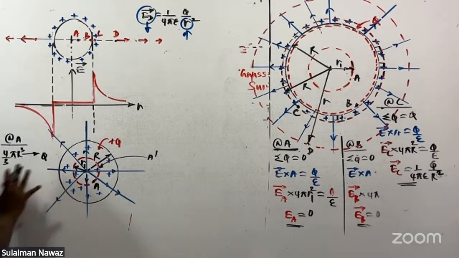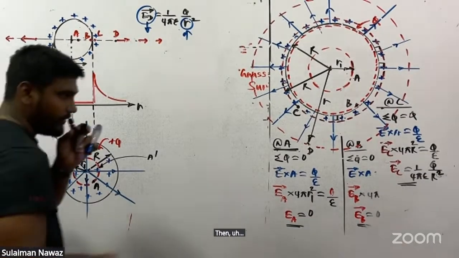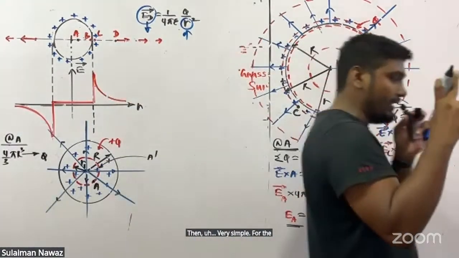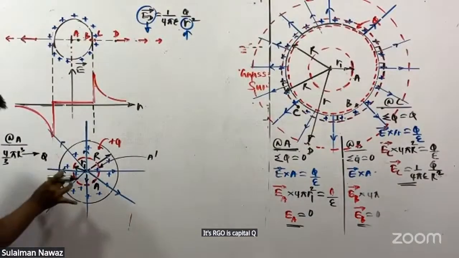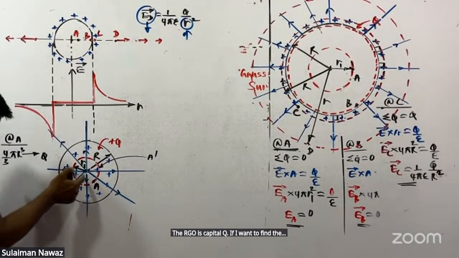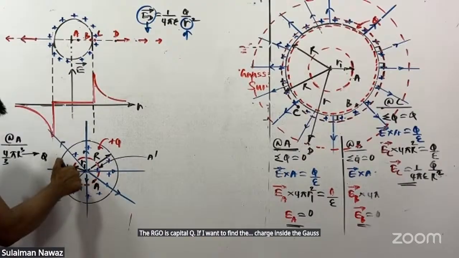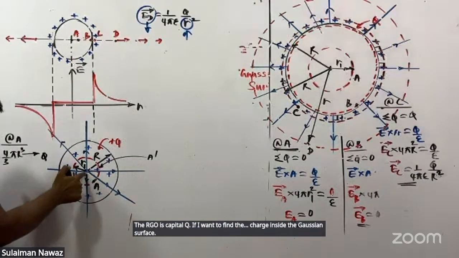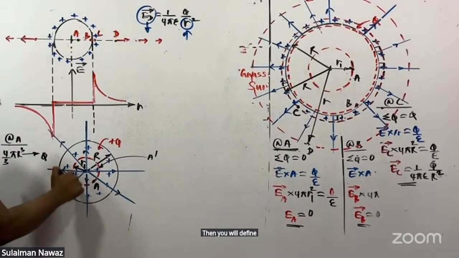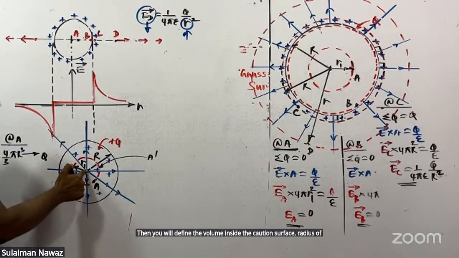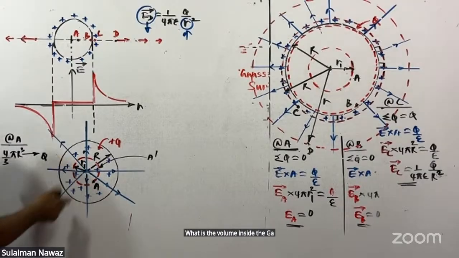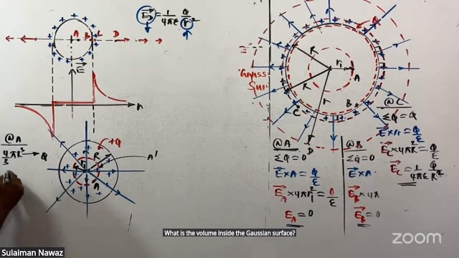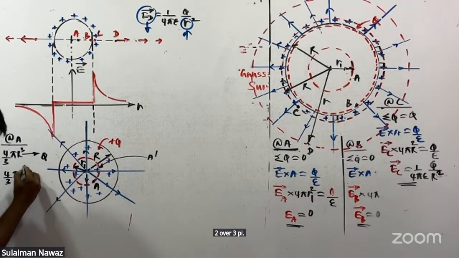Very simple. For the entire volume of the non-conductive sphere, the charge given is capital Q. If I want to find the charge inside the Gaussian surface, then you want to find the volume inside the Gaussian surface. The radius of the Gaussian sphere is R1. What is the volume inside the Gaussian surface? 4/3 pi R1 cubed.